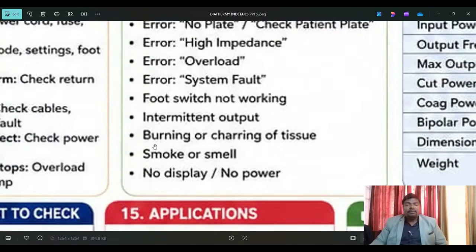Okay, right. Burning or charring of tissue, smoke or smell, and no display or no power. For this purpose, if no display comes, no power comes, then you have to check one by one what I'm saying. First you have to check the electrical issue, next the fuses, next after opening the equipment, each component. See inside, if you open it, electric and electronic components are placed on the PCB board. So what are the components? I will show you and I will explain.